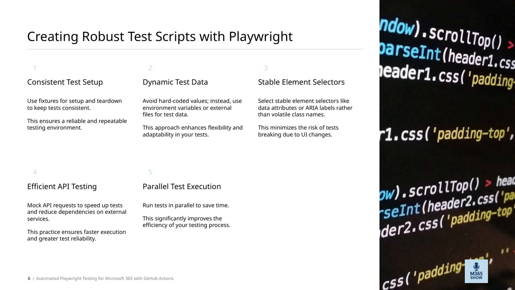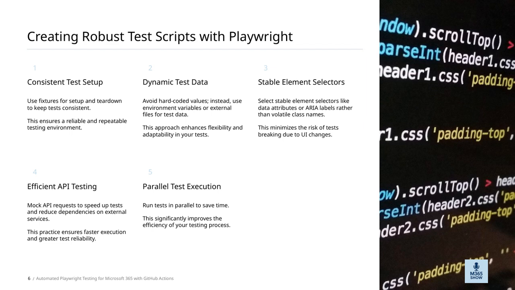Creating robust test scripts with Playwright is all about efficiency and reliability. One key strategy is running tests in parallel, which can significantly cut down your testing time and boost overall productivity. By executing multiple tests at once, you save valuable time and get faster feedback. Another important aspect is mocking API requests. This not only speeds up your tests, but also reduces dependencies on external services, making your tests more stable and predictable.